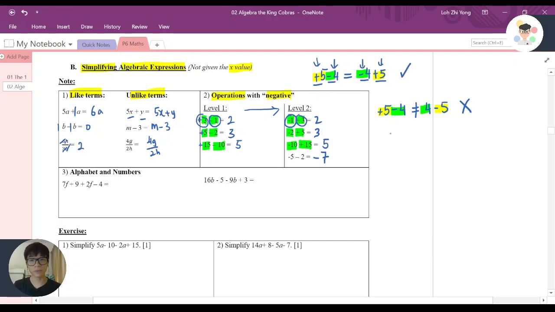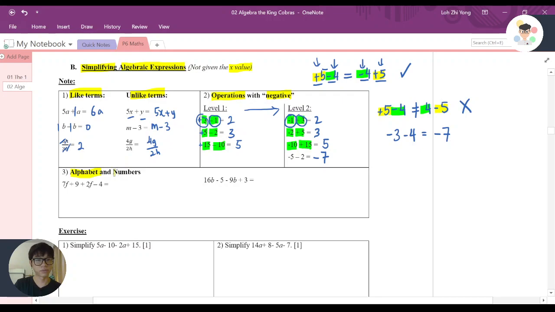Makes sense, right? Example, negative 3 minus 4. I owe you $3. I owe you another $4. Basically, I owe you in total $7. Makes sense, right? Okay. Feel free to pause to digest this, okay? And let me move on to number 3.